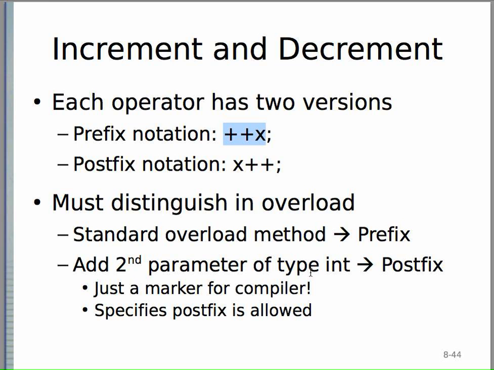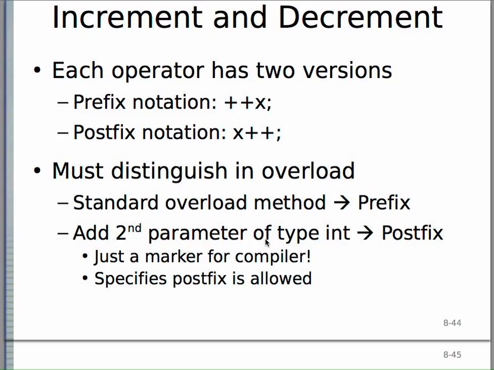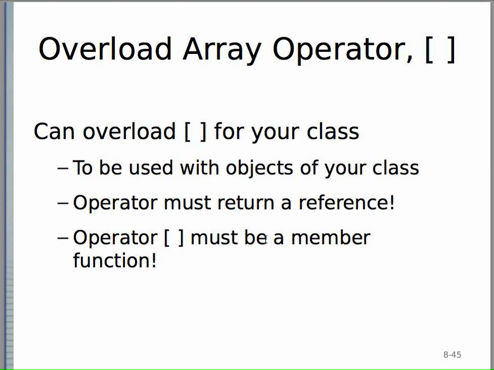And now the parameter, actually, it's not used. It's just there for the compiler. If you use a parameter of type int, then you're telling the compiler this is going to be postfix or post-increment. Okay, so you'll see this, and you'll see the second parameter and say, what's that used for? And it turns out it's not used for anything. It's just telling the compiler that it's going to be post-increment. And you do the same thing with decrement, pre and post decrement.